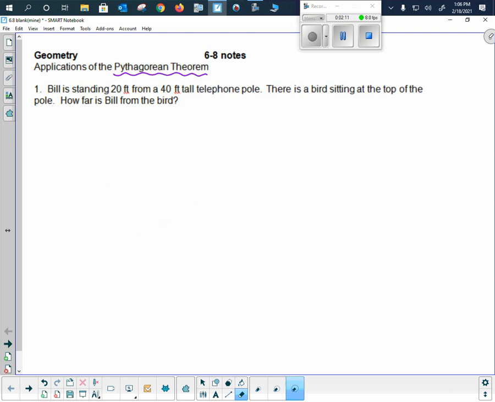So let's get into it. Let's go ahead and start with this. For this first one, I'll just go ahead and draw a random right triangle and see if I can get this to fit. Bill is standing 20 feet from a 40-foot tall telephone pole. There's a bird sitting on top of the pole, and how far is Bill from the bird?